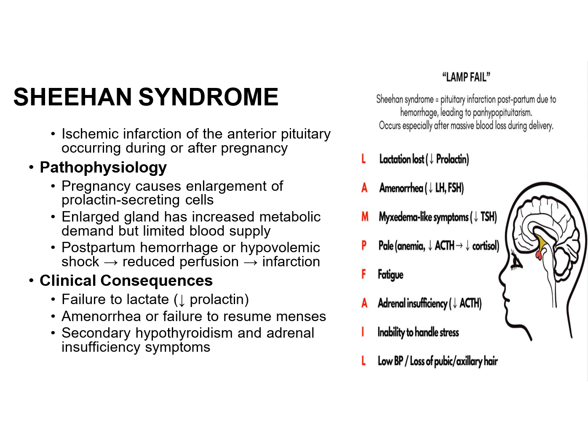Clinically, patients present with failure to lactate, amenorrhea, and symptoms of secondary hypothyroidism and adrenal insufficiency. The mnemonic lamp fail helps tie hormone loss to symptoms. And yes, it's intentionally dramatic. Histologically, the gland shows ischemic necrosis and eventual fibrosis. But again, diagnosis is mostly clinical. Fun fact: Sheehan syndrome is now rare in developed countries, not because physiology changed, but because obstetrics improved.